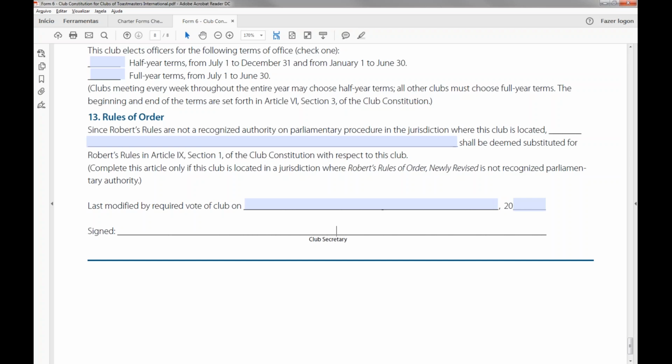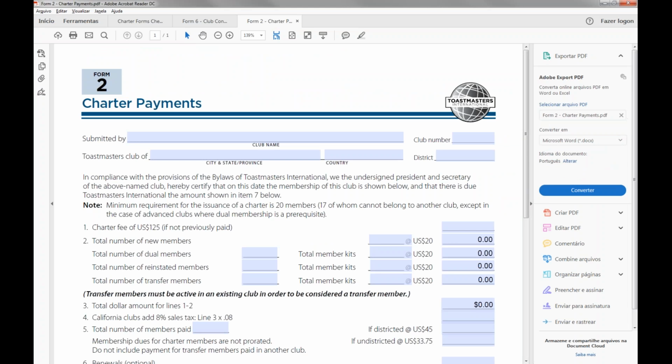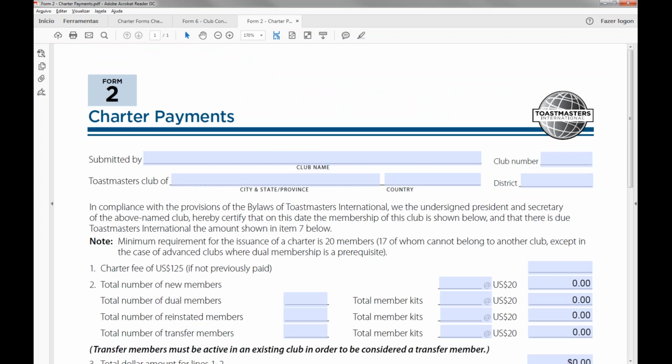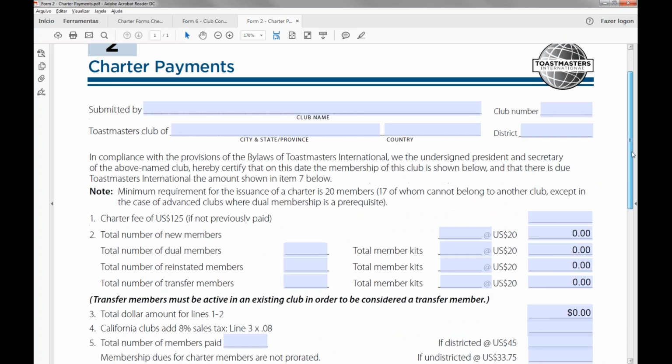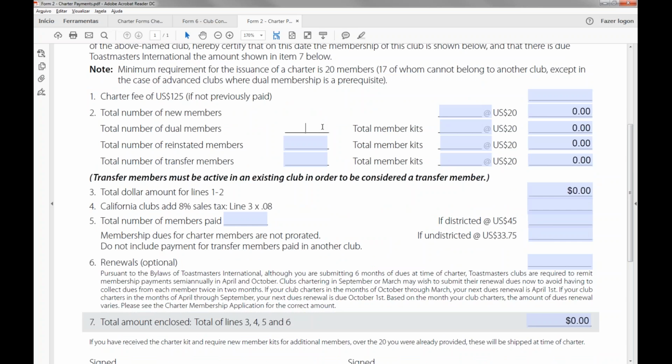And last but not least, in terms of documents, there are the payments. And the payments is the only place, and I repeat, the only place where we need to include financial information. Again, in the initial documents that we have for the names of the members, you don't need to include anything. And here you are going to include everything regarding payments. Once again, club name, all the information, and below you can define, first of all, how many dual members we have. For example, we have 2 dual members as an example.